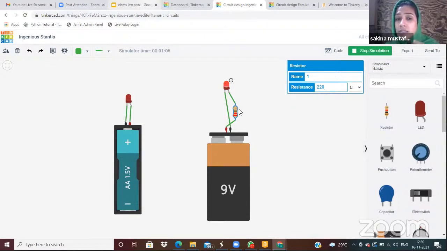So what is this resistor value? We'll discuss how to calculate it, what these different colors on the stripes are, and depending upon the voltage, which resistors can be used. So the resistor is providing the resistance.